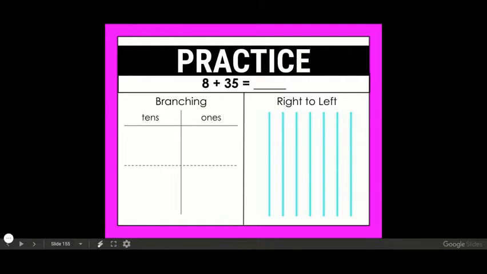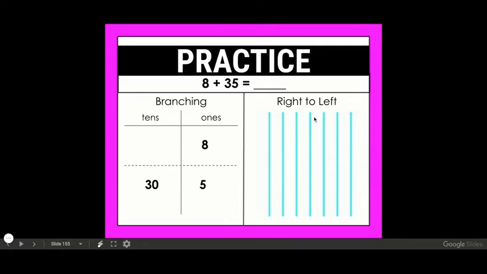It's 8 plus 35. So to start, we are going to build our add-ins for branching. So my first add-in is 8. And I know that that is 8 ones, and there aren't any 10s. Next, I'm going to build 35. I know that 35 is 3 10s, which is 30, and 5 ones.